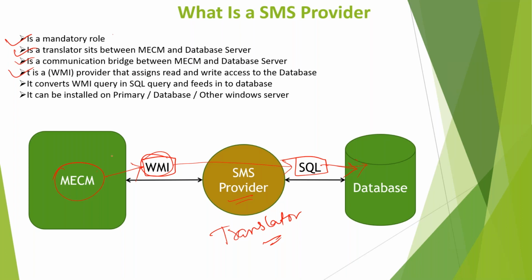So SCCM will not be able to access the database directly. It needs somebody which will help it gain access. So SMS provider is the guy which will help SCCM to access the database. It converts WMI queries into SQL queries and feeds them into the database. Where can you install this role? You can install this role on primary or database or any other Windows server. Okay, that's a mandatory role. That's the SMS provider, guys. Without this, there will be no connection between SCCM and the database.